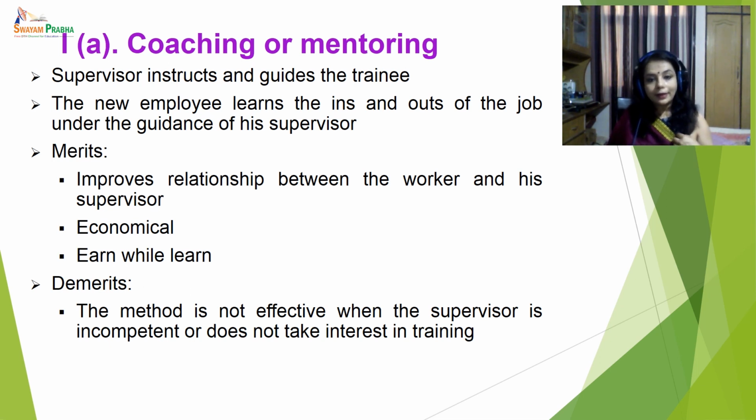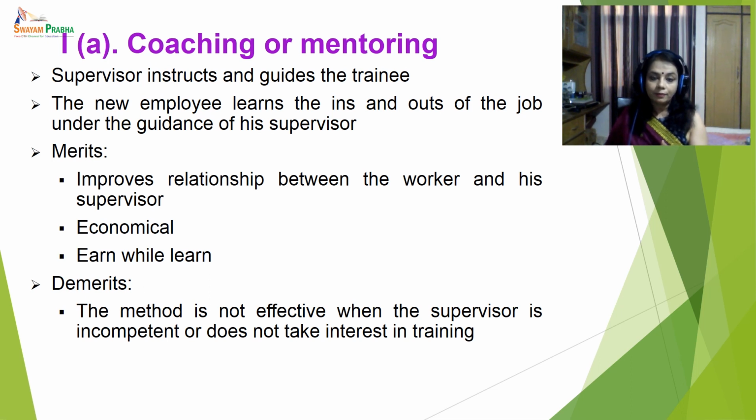So the merit of this form is, of course, all the merits which we have discussed under the on-the-job training program will be applicable here also. It improves the relationship between the worker and the supervisor, so they can gel together during the learning phase itself. It is economical, and the employee is earning while learning, and he is doing the work also.